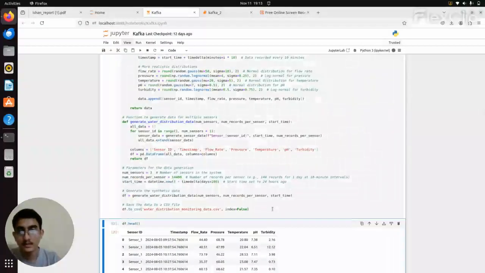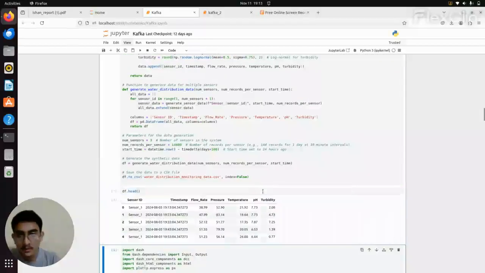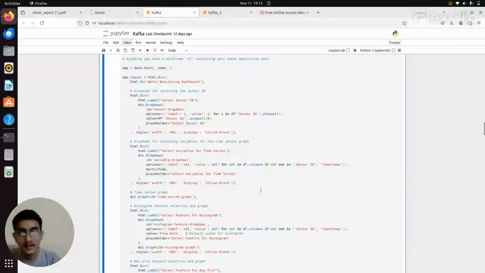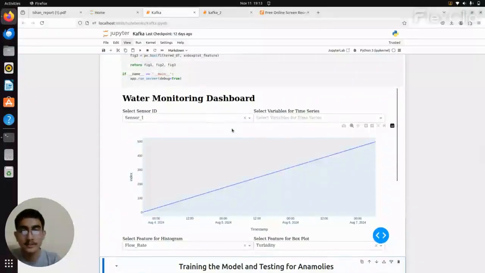Let's create the data set first. Now it has been created, and these are some top rows of our data set. Then we create a dashboard. So this is my water monitoring dashboard.